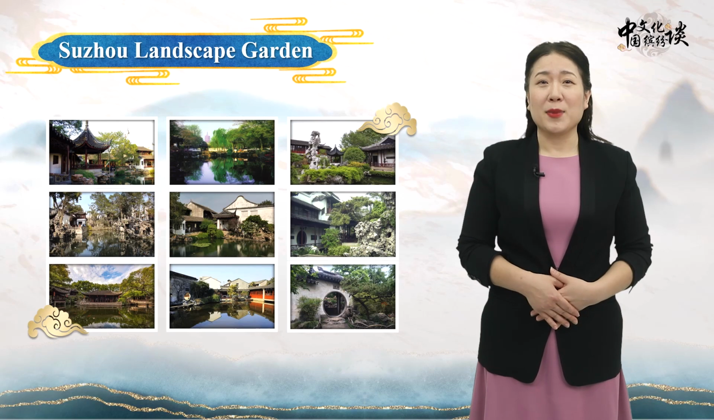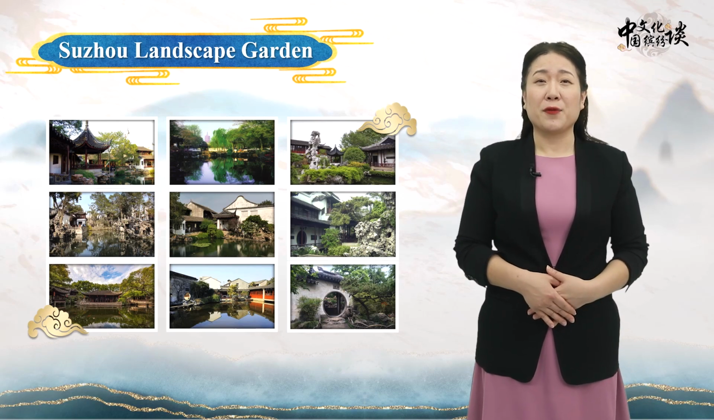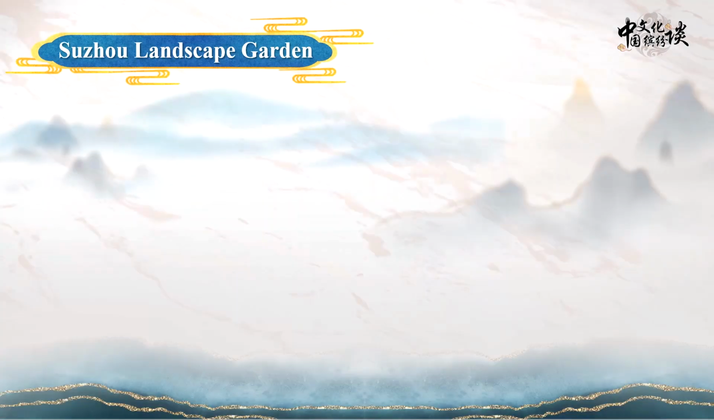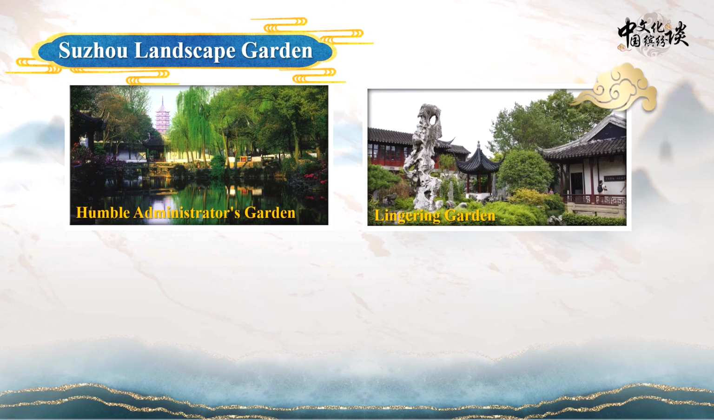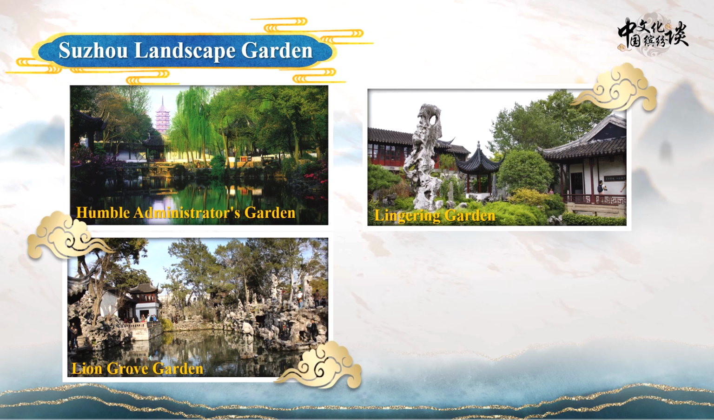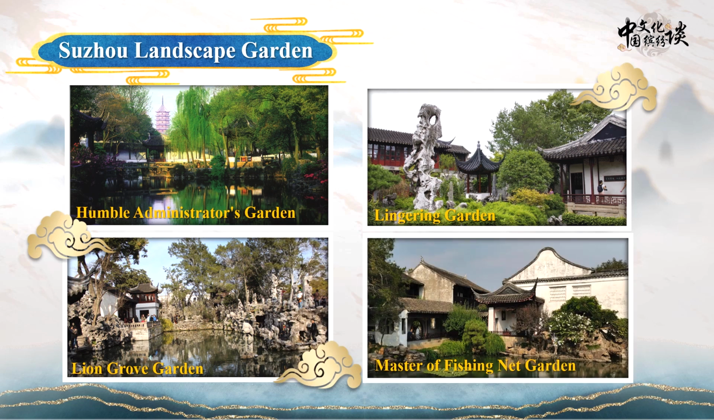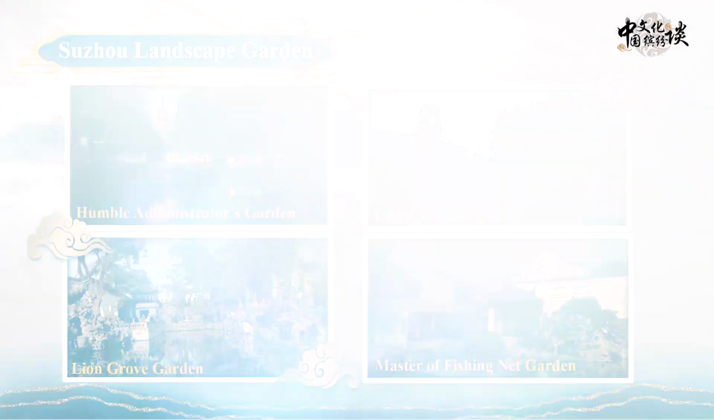Do you know the names of some of the most representative Suzhou gardens? They include the Humble Administrator's Garden, the Lingering Garden, the Lion Grove Garden, and the Master of Fishing Nets Garden, and others, which were all built in the golden age of private gardens during the Ming and Qing dynasties.